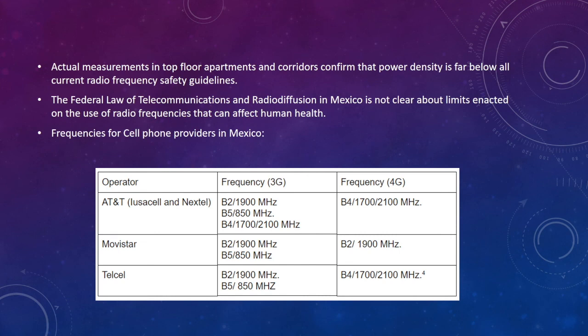Here we have an image of the frequencies that are used by the cell phone providers in Mexico. The Federal Law of Telecommunications and Radiodiffusion is not so clear about the limits enacted, but it does talk about limits. Currently, the cell phone providers operate at frequencies much lower than those that could cause heating to the human tissue. Thank you.